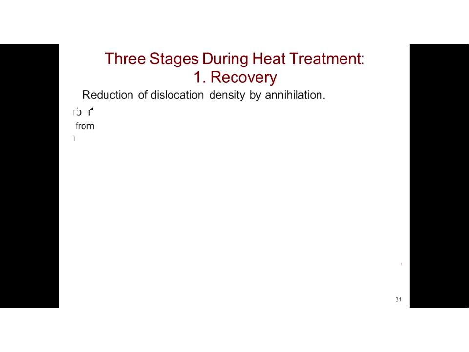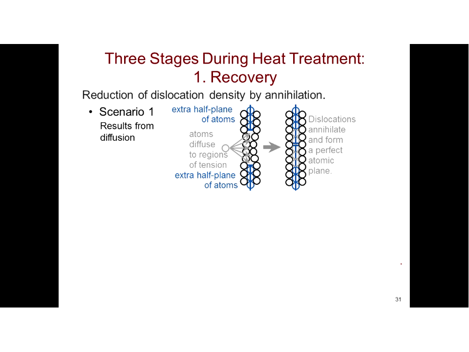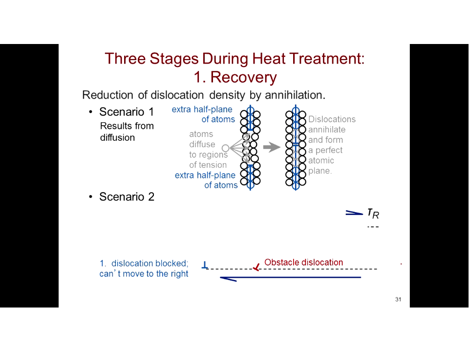Okay, so let's look at a scenario. You have a reduction of dislocation density by annihilation. The extra half planes of atoms are near each other, atoms diffuse to the regions of tension, and the dislocations annihilate and form a perfect atomic plane.